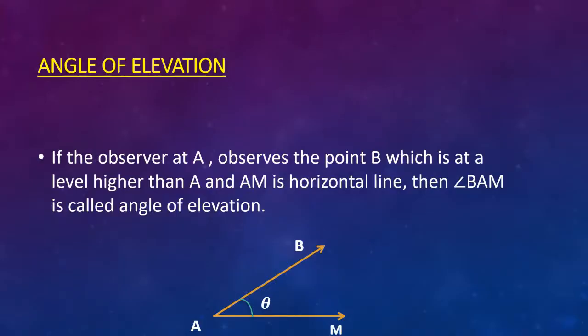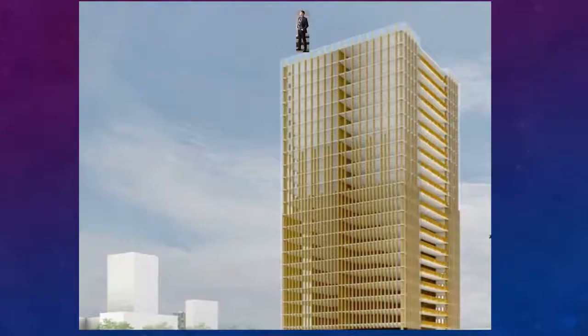Let us see the definition of angle of elevation. If an observer at A observes the point at B, which is at a level higher than A, and AM is a horizontal line, then angle BAM is called the angle of elevation. Suppose a person is standing on the top of a building, then what will happen?